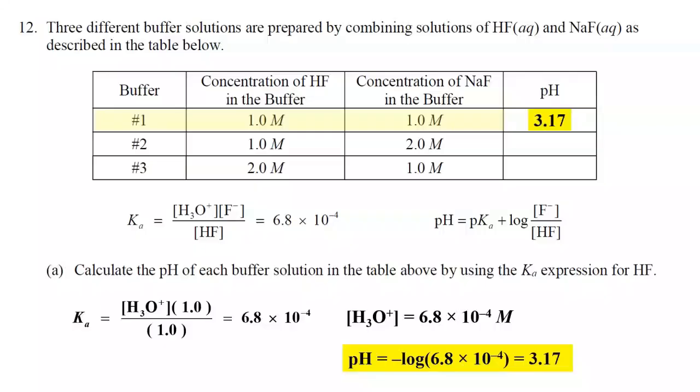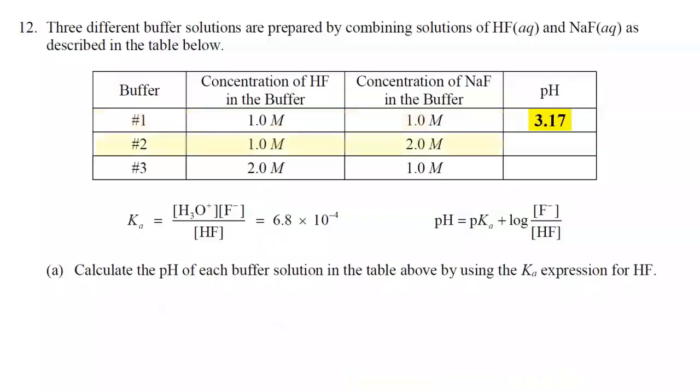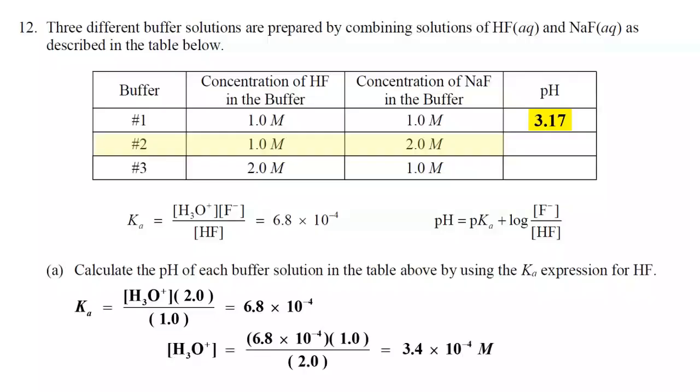Now, in buffer number 2, the concentration of fluoride is 2 molar, and the concentration of hydrofluoric acid is 1 molar. So we plug in those values for concentration into the Ka expression. Now we have to solve for the concentration of the hydronium ion. It's going to be 6.8 times 10 to the negative 4 divided by 2. And so we get 3.4 times 10 to the negative 4 moles per liter. We take the negative log of the concentration of hydronium to get the pH, and this works out to be a pH of 3.47.